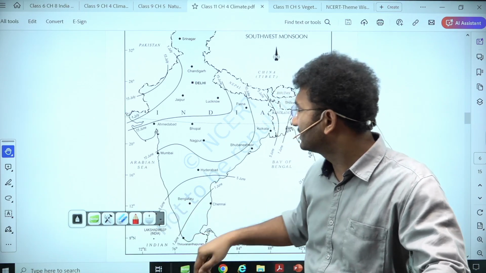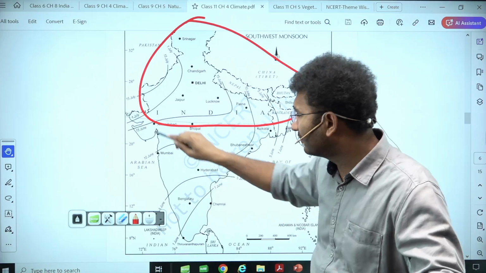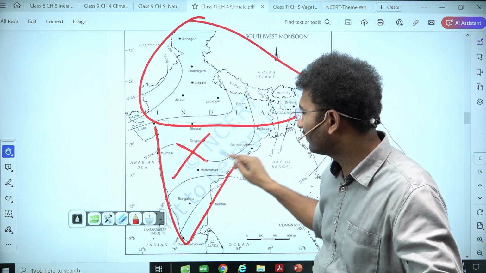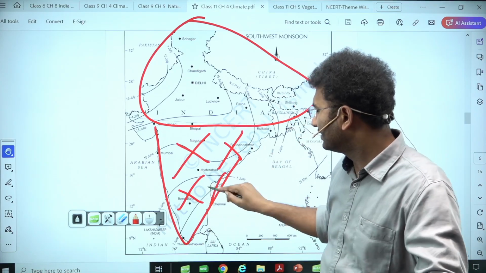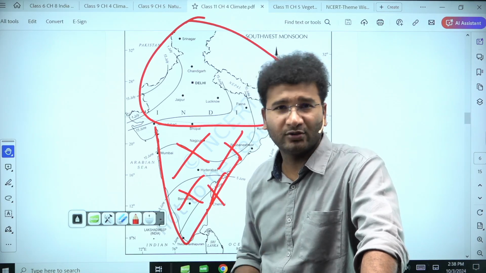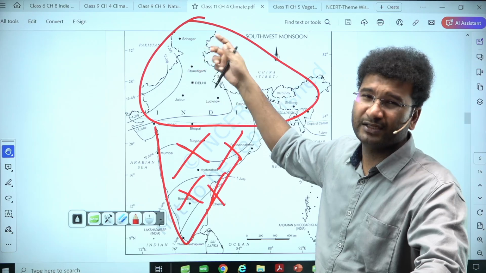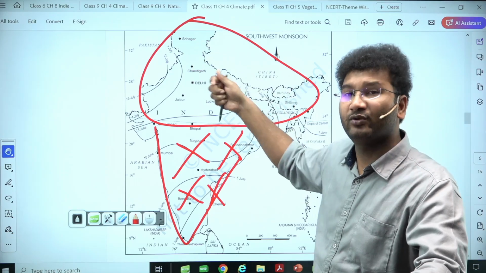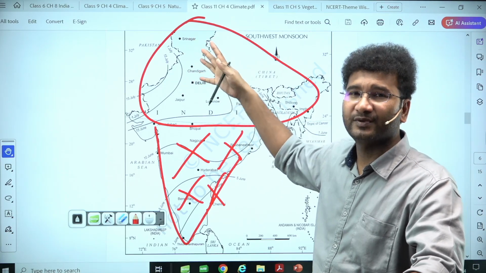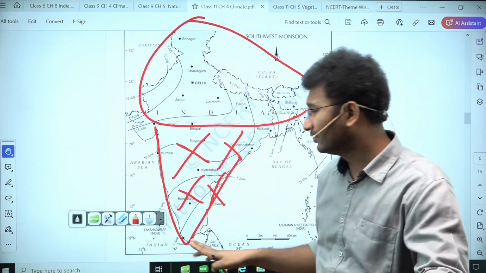Majorly, this cold weather season is confined only to the northern part of India. The southern part of India does not have a cold weather season. In fact, the temperatures are not so cold, right? The cold weather season is only confined to the northern part of India, especially Punjab, Haryana, and even Rajasthan, and Jammu and Kashmir. In the hills it is going to snow, and in the plain areas it is going to be a little low in temperature.